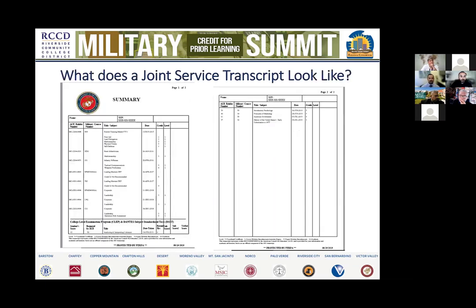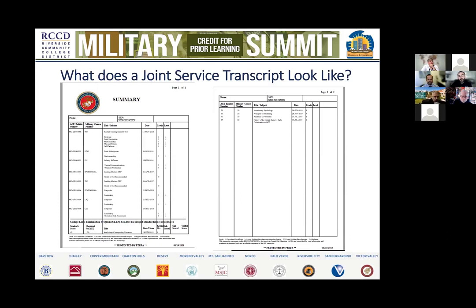Next slide. Thank you. I don't know if you could see this image. Obviously, the slides are going to go to everybody, but this is what a JST looks like. This is one of my students. I just erased his name and crossed out his social. On the image on the left, it has all of his military training. And towards the bottom, it'll have the CLEP and the DANTES that I was referring to earlier.